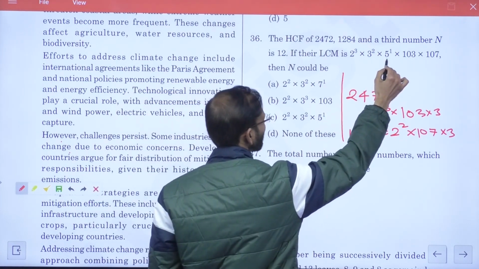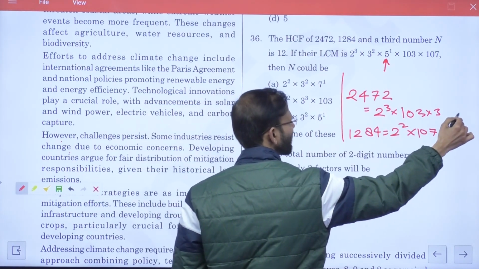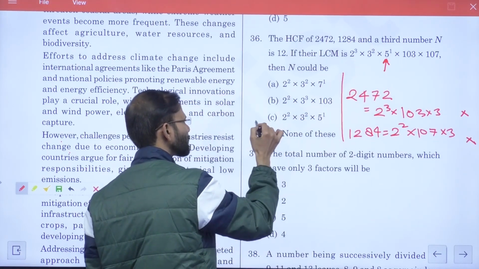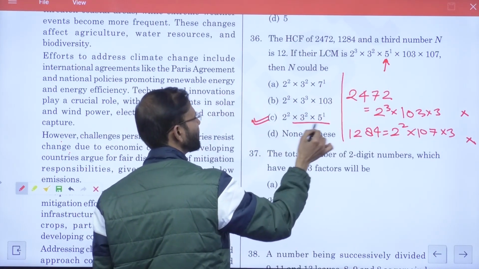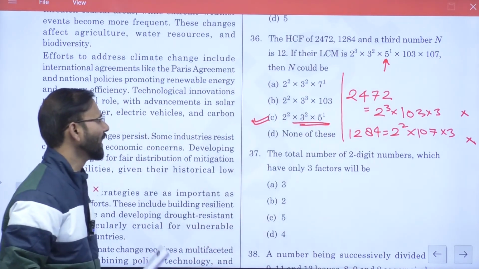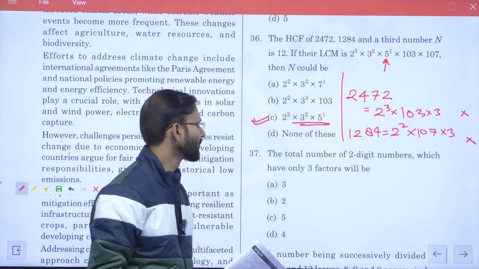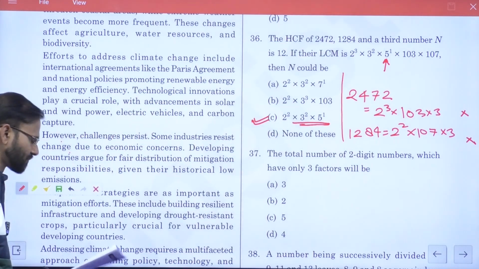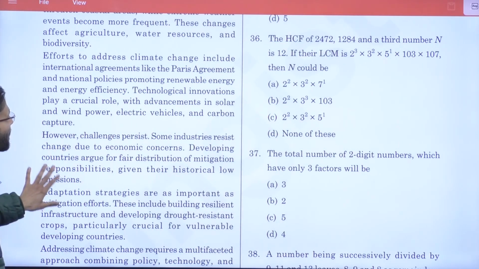So here in LCM we have 5. Here we don't have 5. Here also we don't have 5. So if in LCM we have 5, so in the option where we will get 5 as a number, and 2 and 3 has to be there, right? So third number could be this, C. Okay, everybody? Alright.